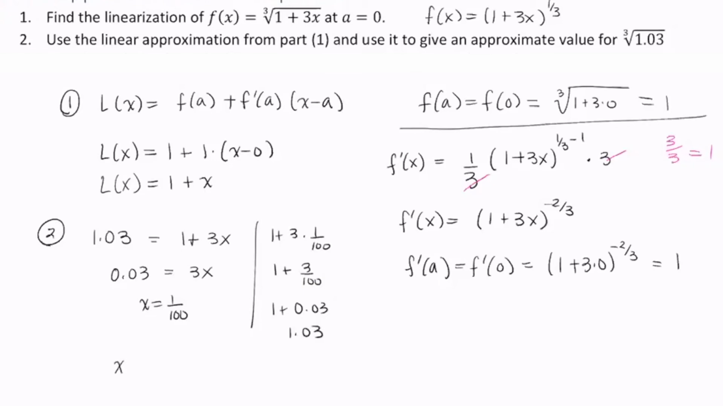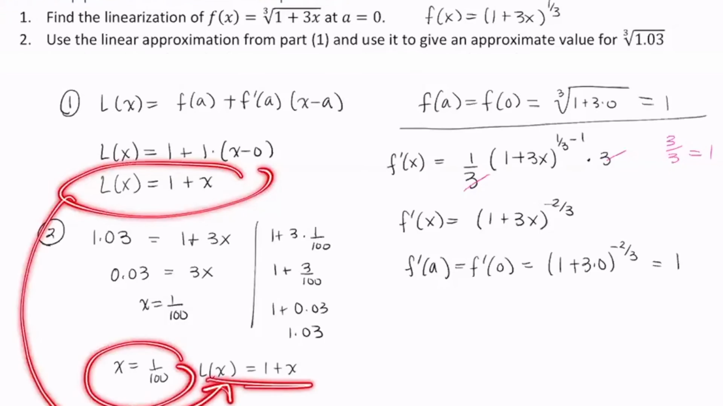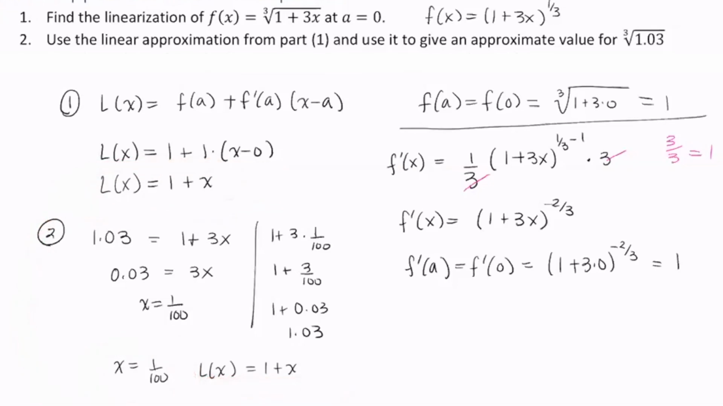So all I'm doing is taking this value of x we found and plugging it into this linear approximation. So that tells me L of x is equal to 1. Oh, I should actually write in what x is. 1 over 100 is equal to 1 plus 1 over 100. So 1.01.